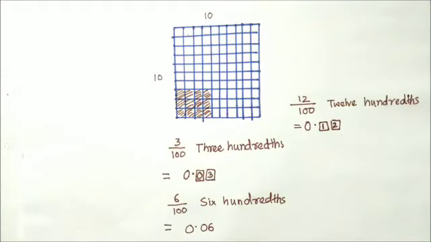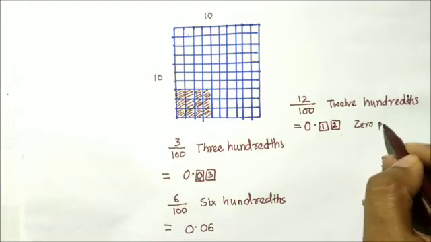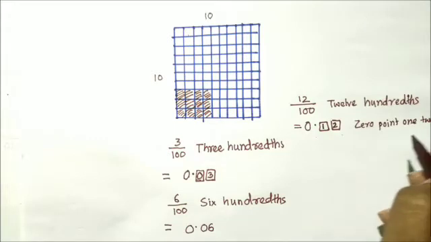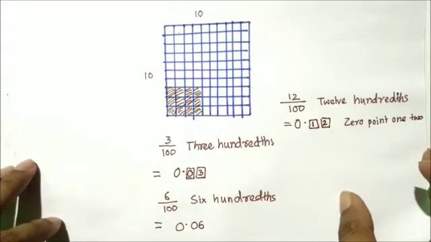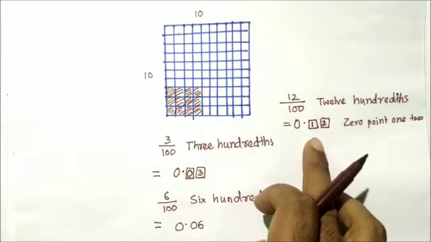We will read it as what? Don't read it as "zero point twelve." You must read it as "zero point one two." Always remember what is after the point. After the decimal point, you will have to read all the numbers separately. It is not 12, it is 1 2 in fact, correct?